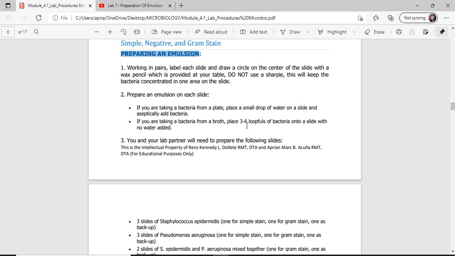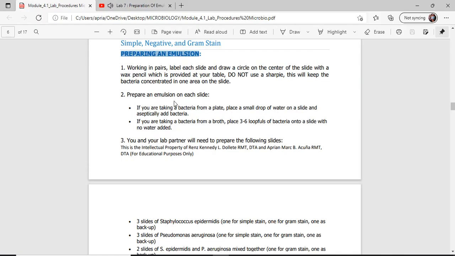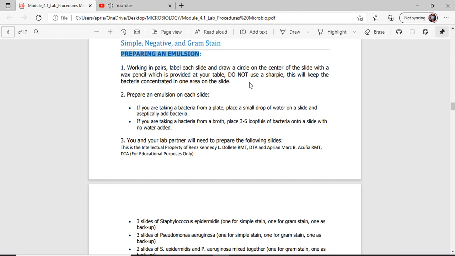It is not on our YouTube. Hopefully face to face, you will see personally how it is done. Working in pairs. Then, with the slide, use a wax pencil or labeling tape, then pencil. Do not use a Sharpie. This will be the bacterial concentration in one area outside.